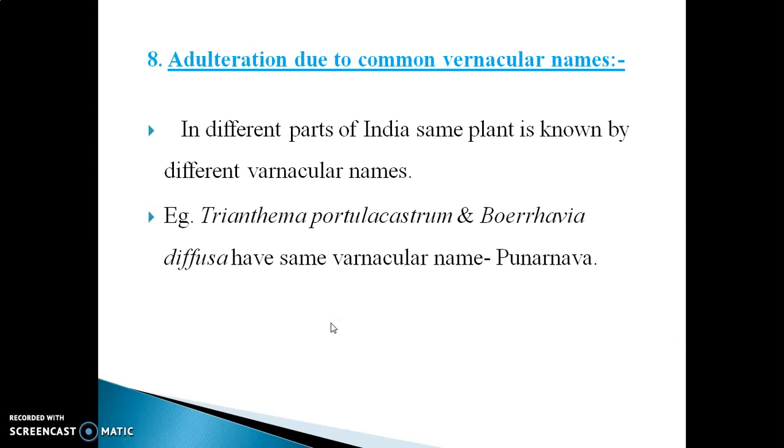Then eighth method of adulteration, that is the common vernacular names. So these are nothing but the synonyms which are used in that local area. So in different parts of India, same plant is known by different vernacular names, or different plants are known by the same vernacular name. For example, Trianthema portulacastrum and Boerhavia diffusa are generally known or synonymous as Punarnava. So on that basis, this substitution or adulteration will take place.